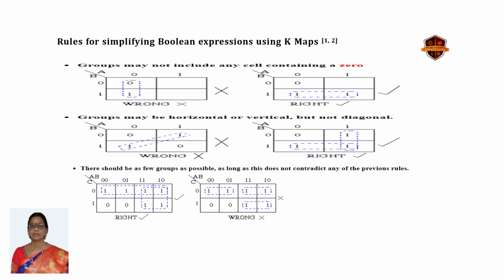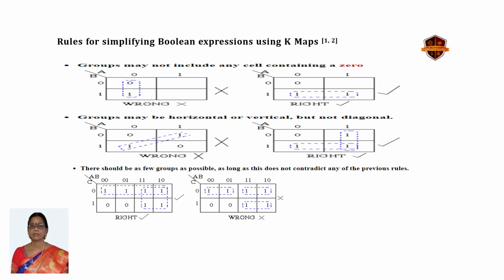Rules for simplifying Boolean expressions using K-map are discussed now. The groups may include only ones. If you have 0 in any square, 0 cannot be included along with 1 and it cannot be grouped. That is not correct. Only adjacent ones can be grouped, as shown in the first table with the 2 variable map. Similarly, you cannot group diagonally. You can group only either horizontally or vertically in a straight line.